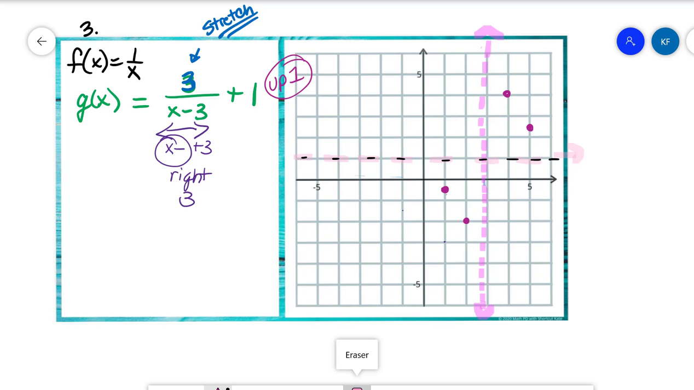And now I will do the final graph, which is this right here. Remember, you are making sure the graph is hugging those asymptotes without crossing. And there you go. We did some graphs on rational functions, and I hope you're understanding it.